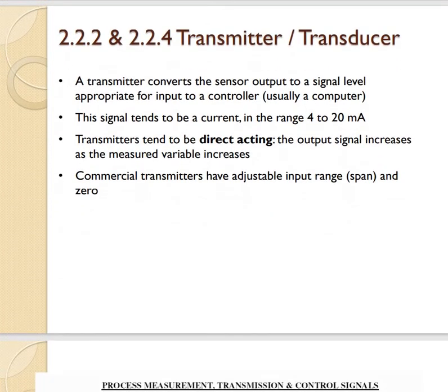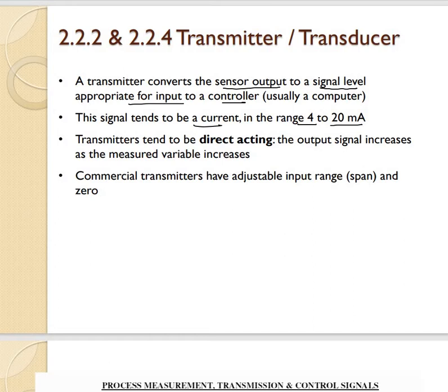Okay, now I move to transmitter or transducer. So transmitter is used to convert the sensor output into a signal level appropriate for input to a controller. So basically, the output of the sensor that matches the controller input is in a current. Normally the range is 4 to 20 milliampere.